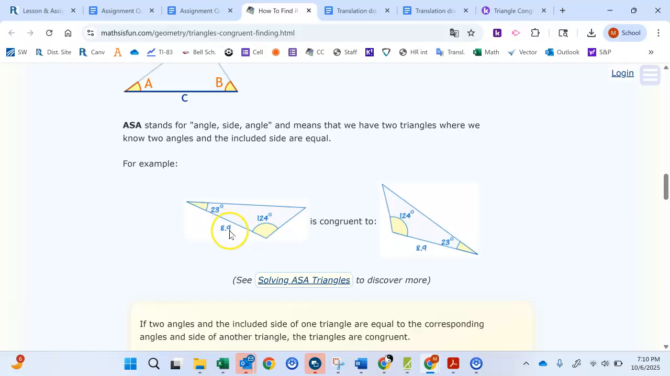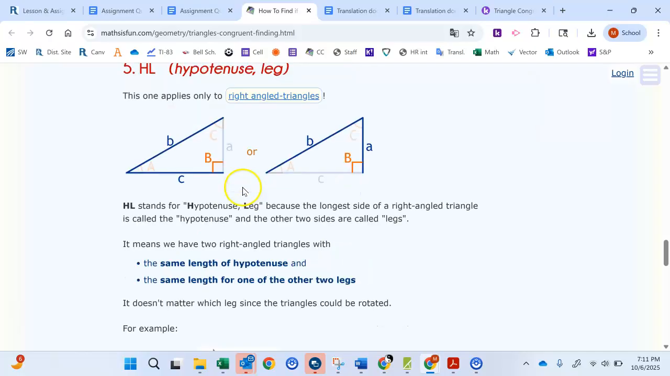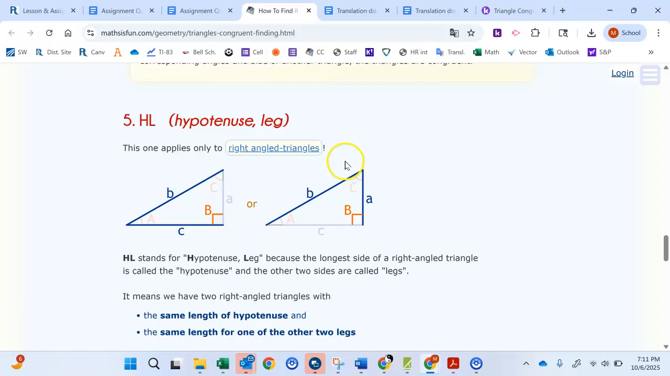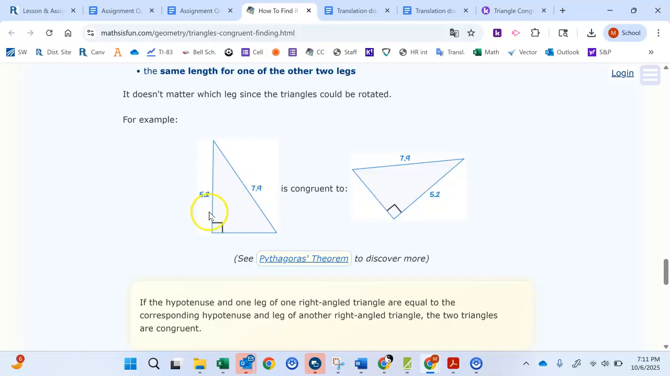Angle right here, side in between it, the angle's there. And finally, angle, angle, two in a row, and then the side. If you have a right triangle, it could be this one right here. So you could have hypotenuse and a leg. If they've got the hypotenuse the same and one of the legs the same, then it is congruent. See? So the 7.9 is the hypotenuse.